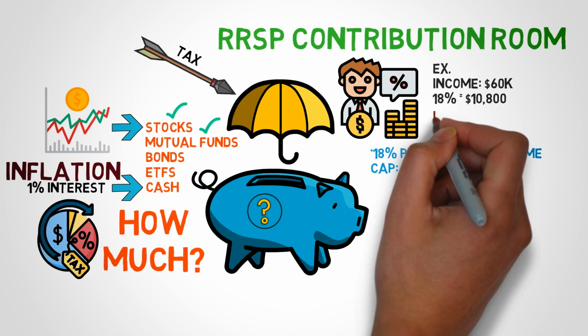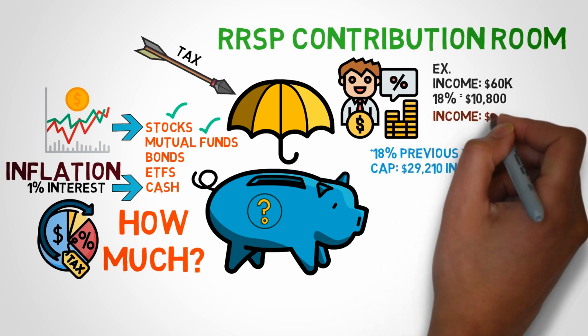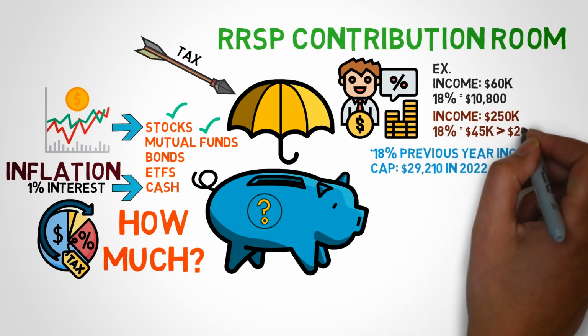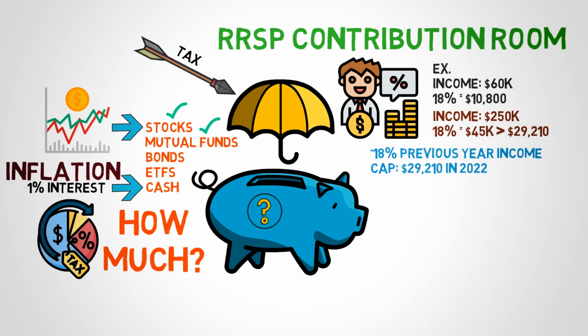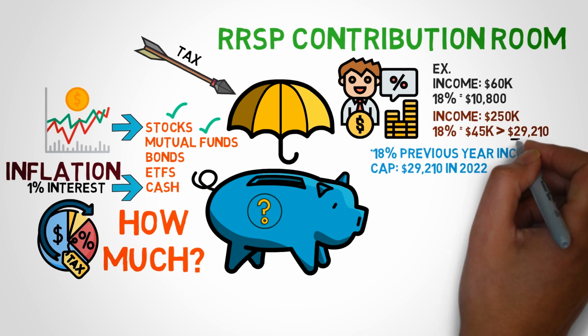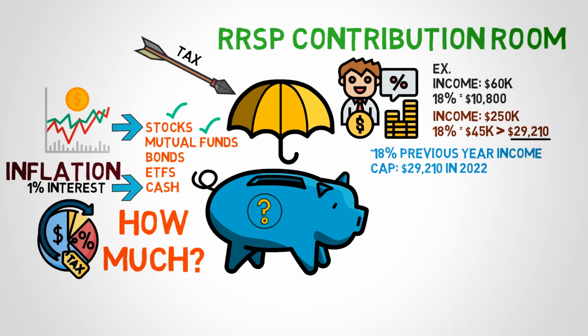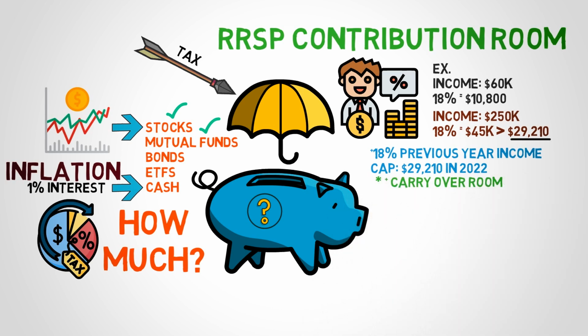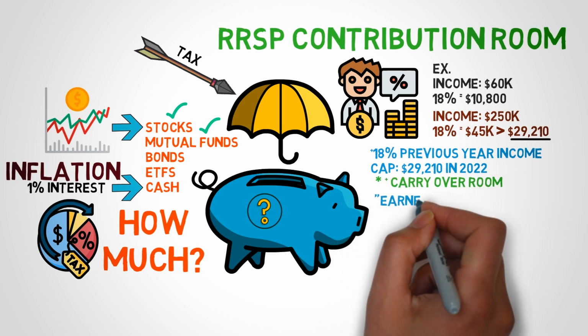If your earned income was $250,000 last year, 18% of that is $45,000, which is way above the maximum amount, so your contribution room will still be limited to the maximum amount of $29,000 plus all the carryover room. But what counts as earned income?